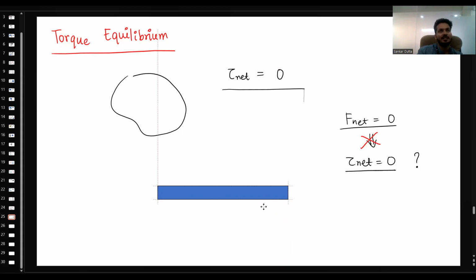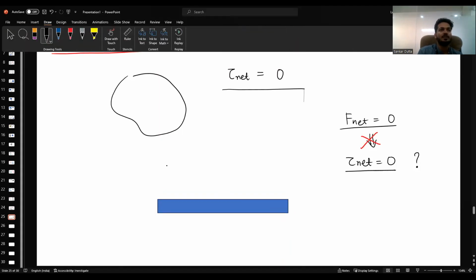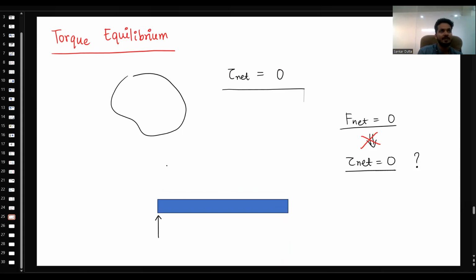Let's say there is a rod, and I apply equal and opposite forces, one here and one here. Both of them are 10 Newton. 10 Newton force in both directions, equal and opposite. What is the net force, guys? Zero. But what about the net torque? Is it zero? No, sir, it is not. Why? Because you can understand that this thing is going to rotate. It's going to rotate in a circular motion, right?